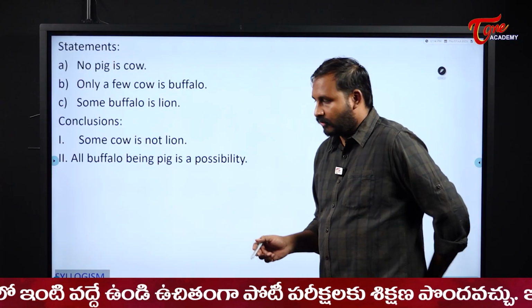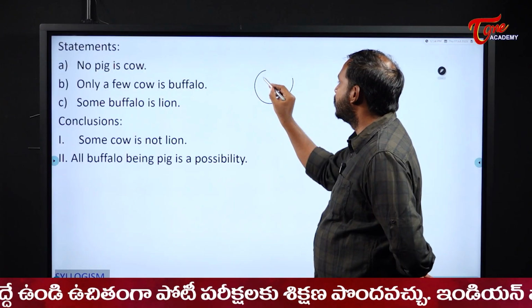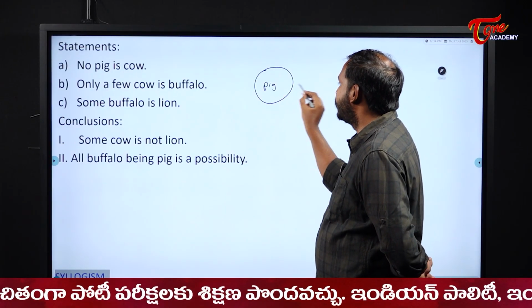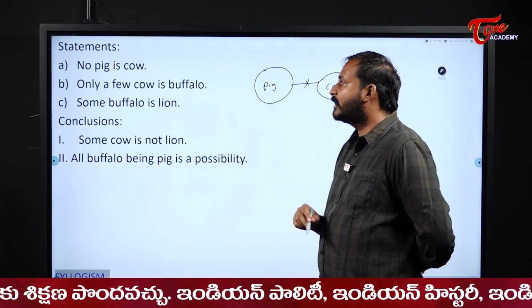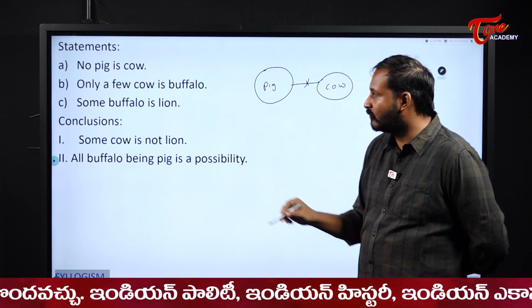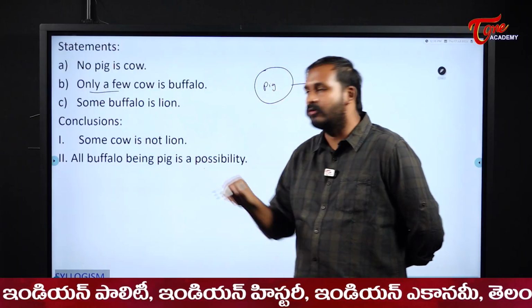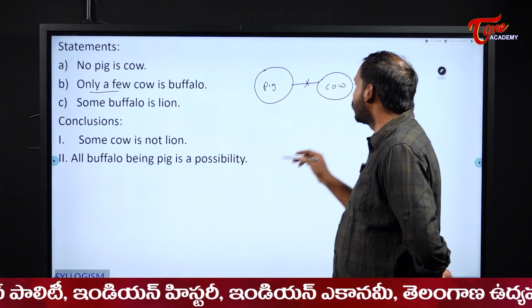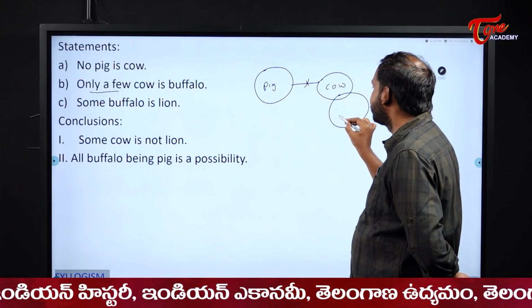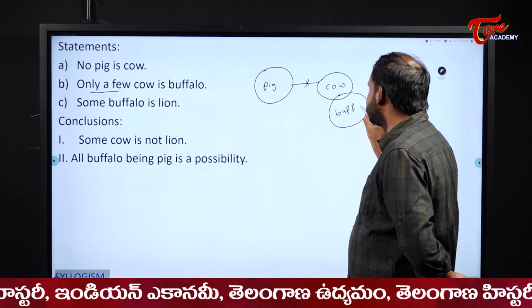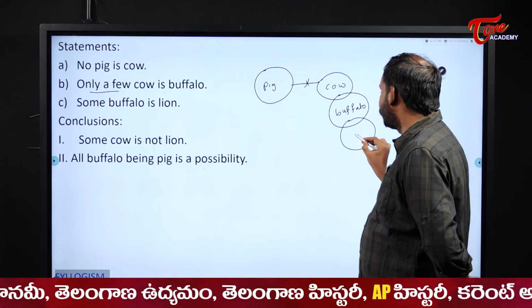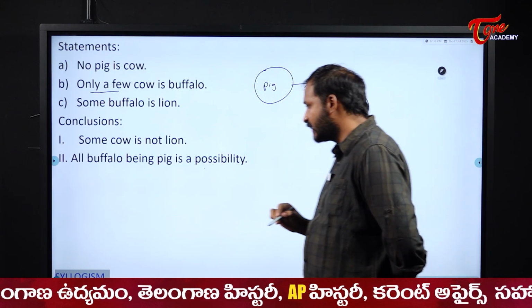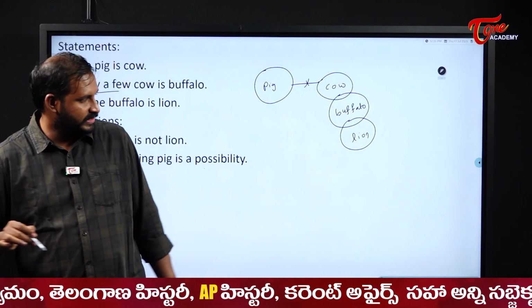No pig is cow. That means there will be no relation between pig and cow. Okay, sir. No pig is cow. Only a few cow is buffalo. Only a few means what? Some only. Some cow is buffalo. Next, some buffalo is lion. So this is the basic diagram. Yes, sir. This is the basic diagram.